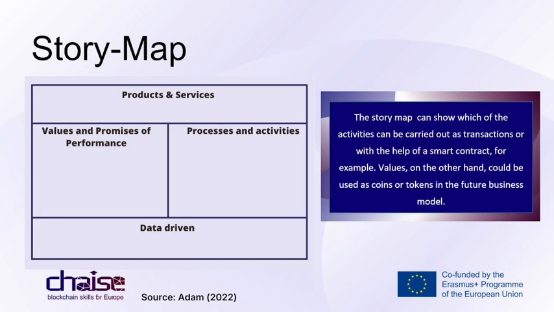In terms of blockchain technology, the story map can show which of the activities can be carried out as transactions or with the help of a smart contract, for example. Values, on the other hand, could be used as coins or tokens in the future business model.